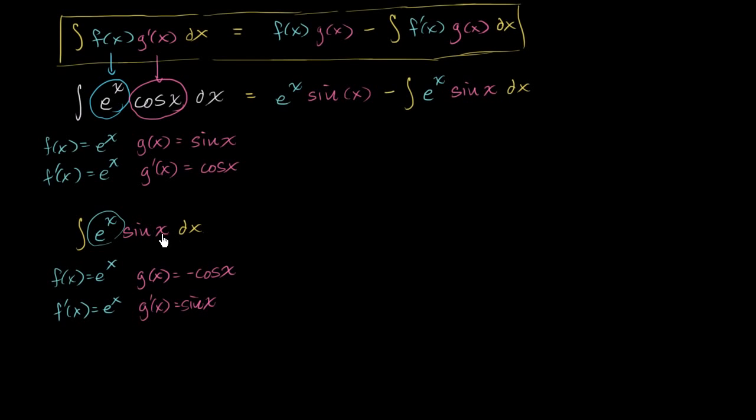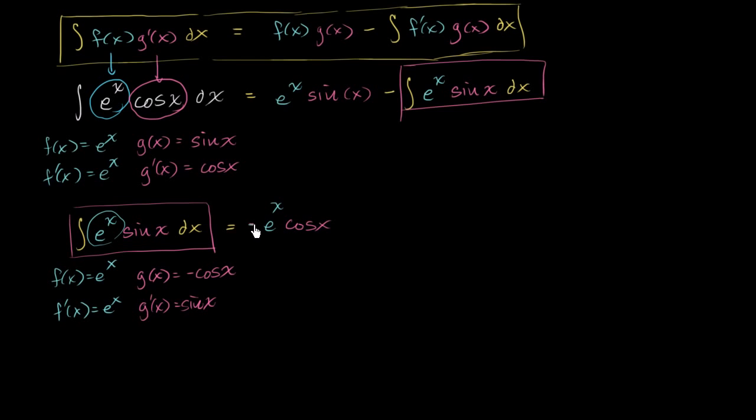Now let's apply integration by parts again. So this thing over here, remember, is what we're evaluating now. We're doing a second round of integration by parts. This is equal to f of x times g of x. F of x is e to the x. Well, we have a negative out here, so I'll write negative e to the x cosine of x.